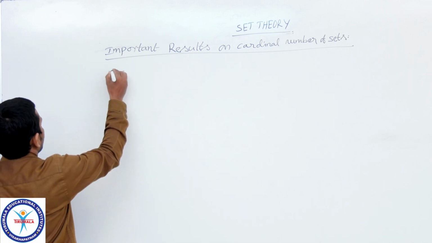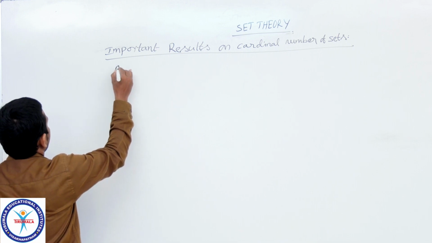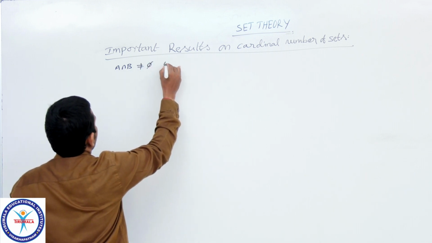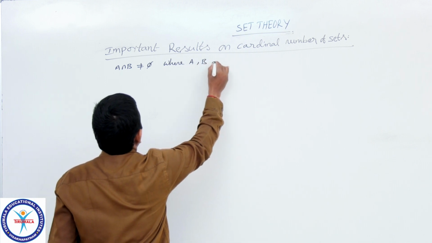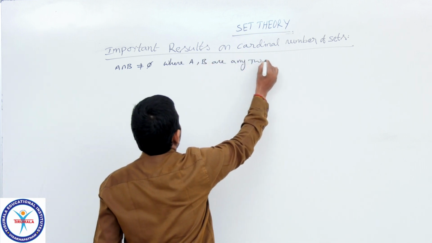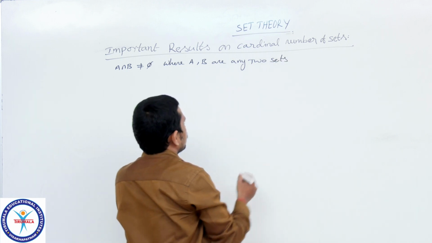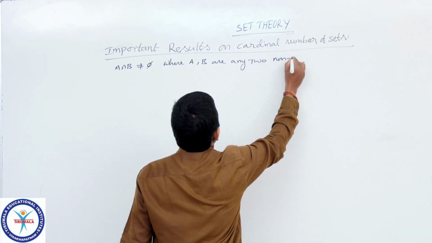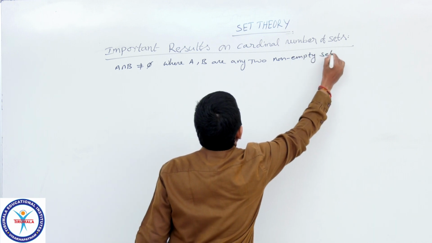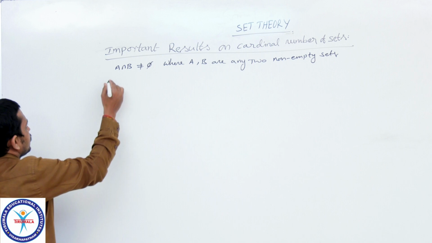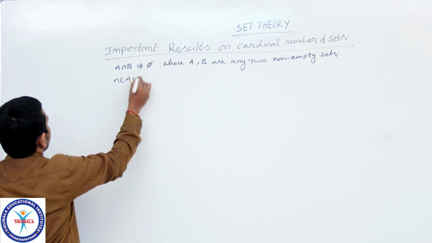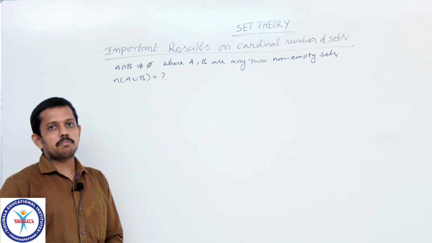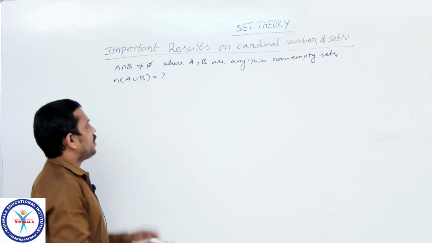So, the first one: if A intersection B is not equal to phi, where A, B are any two non-empty sets, then what is n of A union B? n of A union B means the number of elements in either A or B.